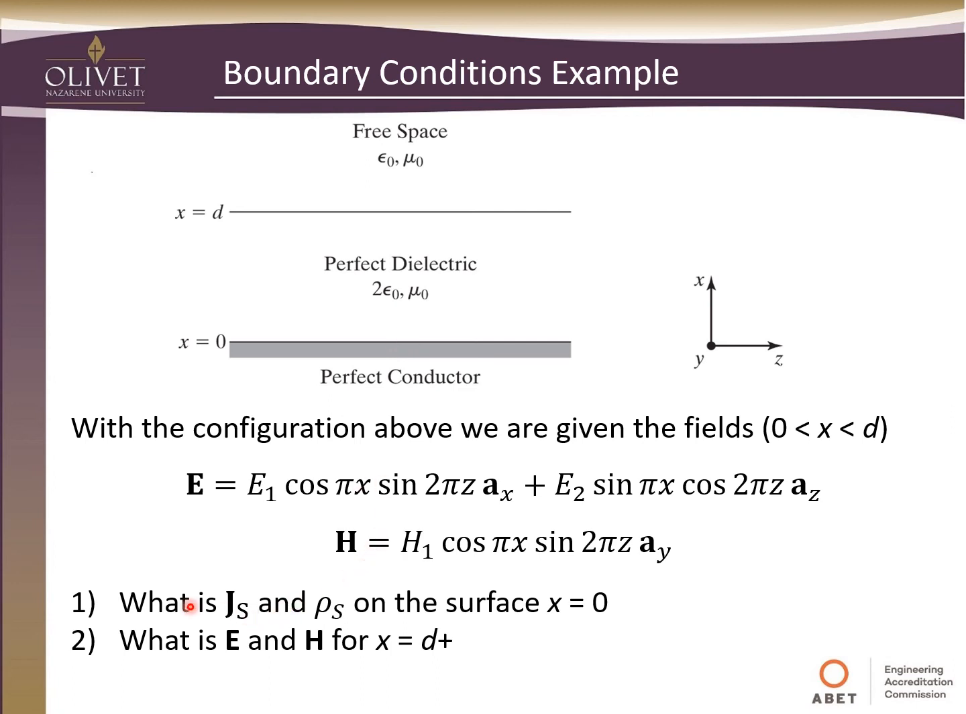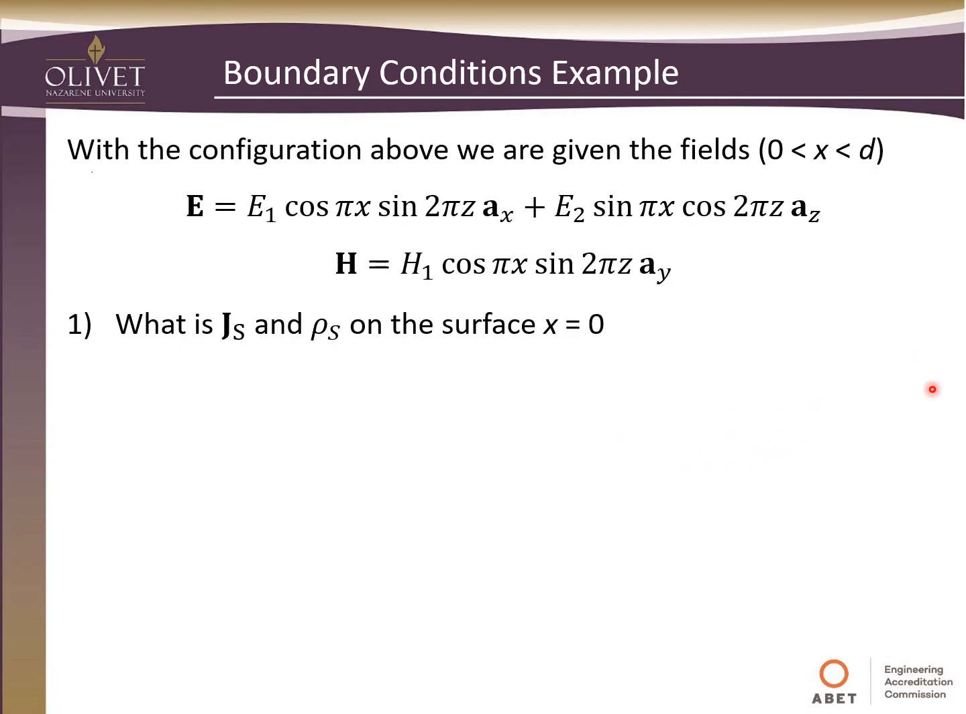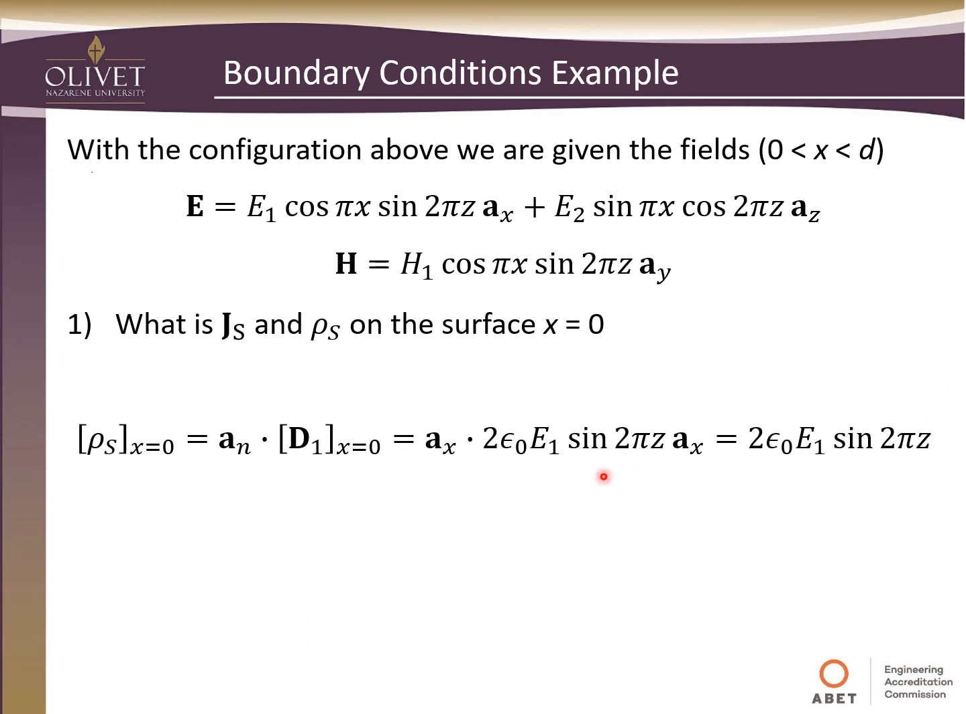So what we want to know is what is the current density and charge on the surface at x equals 0, and then what are the electric and the magnetic fields at this surface here. So let's take a look and see if we can use our boundary conditions to help us with this. The first question is about the current and the charge at x equals 0. At this point, the charge at x equals 0, we can find by taking our boundary condition, saying that this normal vector dotted with D1 is going to be equal to 0.